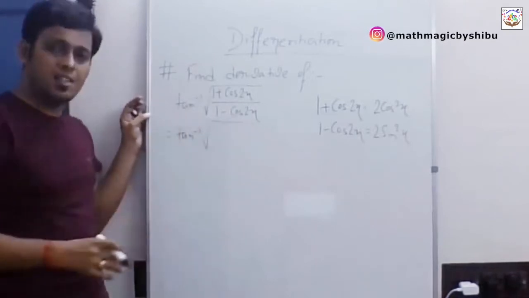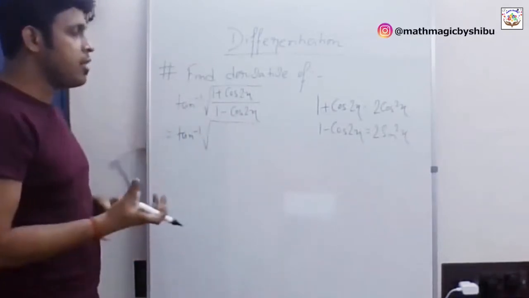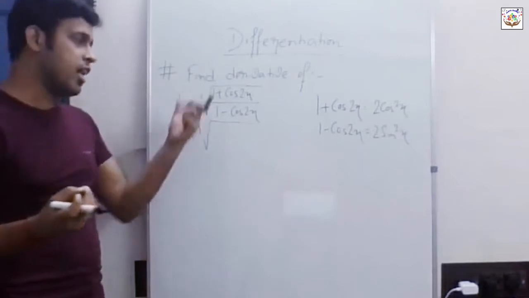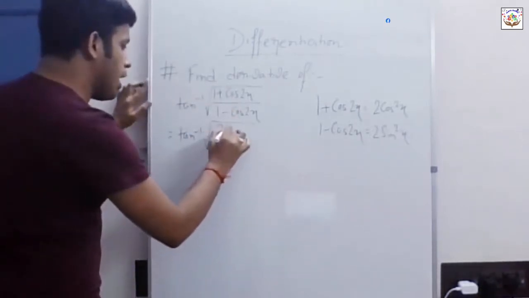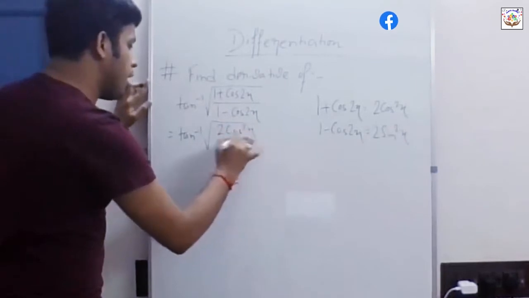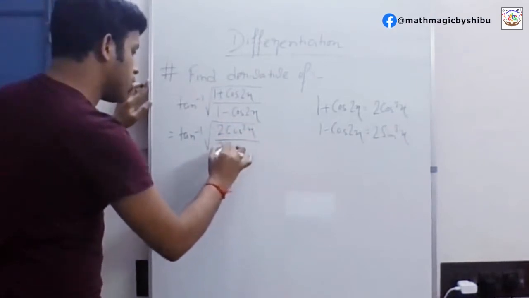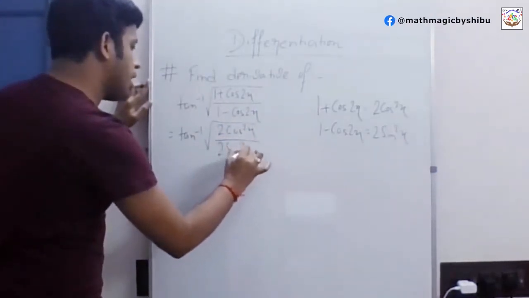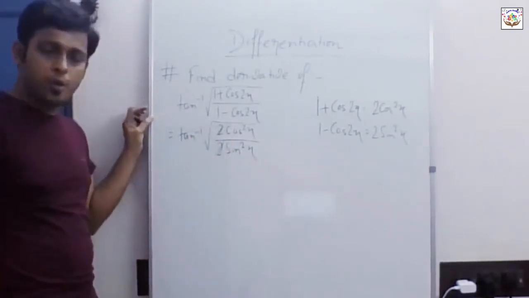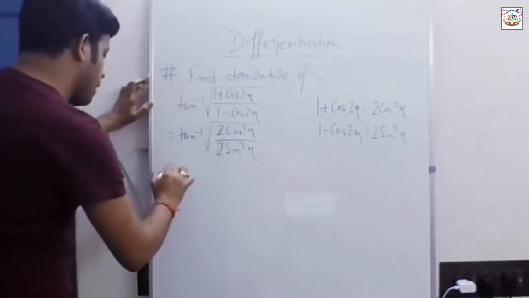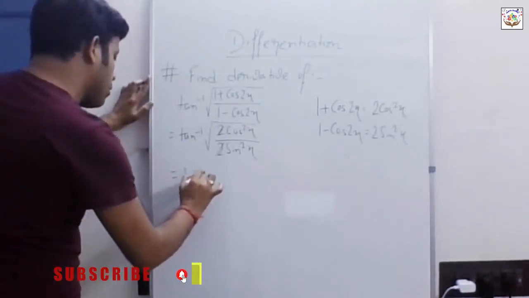Okay, we will do it at the last step, because simplifying the problem is the main challenge for this kind of problem. So in place of 1 plus cos 2x, I am writing 2 cos square x, and in place of 1 minus cos 2x, I am writing 2 sine square x. Let's cancel out 2 from both numerator and denominator.